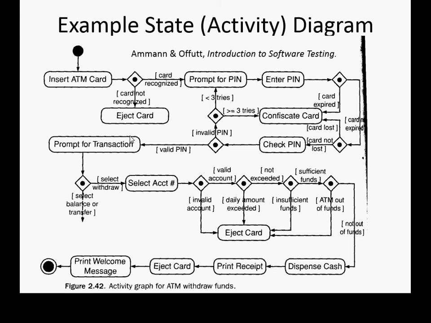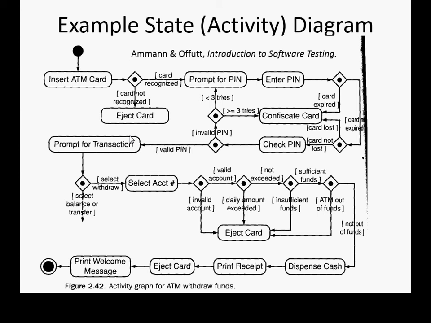So if the card is expired, it confiscates it. If the card's not expired, if it's lost, it confiscates it. That's kind of a neat thing, right? If it's been marked as lost. Otherwise it checks the PIN, and if it's invalid, it can also confiscate it, or if it's less than 3 tries, it'll prompt again. This is a high-level diagram of an ATM process, and it makes sense in terms of the states the system could be in, right?